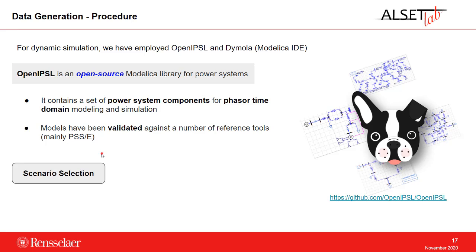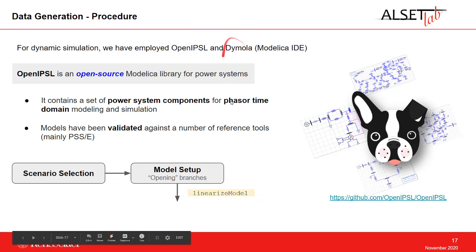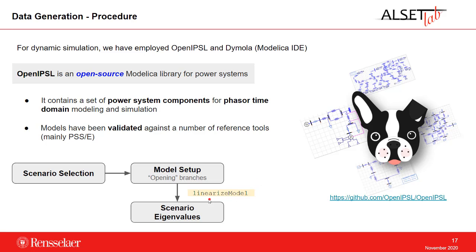So the procedure for data generation is firstly to select the scenarios using the Monte Carlo method that we had described in the previous slides. Then we set up the model by opening the branches, so that is modifying the transversal reactance value. And afterwards, we make use of the linearized model function of Dymola to get the analytic Jacobian. So not the numerical Jacobian, but the analytic Jacobian by derivating directly the equations of the model. And after we have the A matrix, we compute the scenario eigenvalues. And using the scenario eigenvalues, we can just easily, using the damping ratio, determine the labels of the classes.